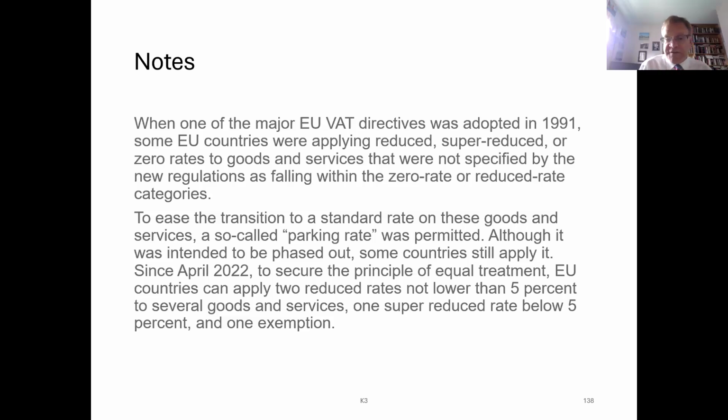Since April 2022, to secure the principle of equal treatment, EU countries can apply two reduced rates, not lower than 5%, to several goods and services, and one super reduced rate below 5%, and one exemption. So what you're seeing, and the timing is not perhaps surprising, the UK was very much against too much harmonisation of VAT. Once the UK had left, there's more harmonisation.